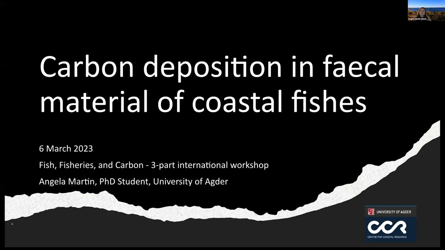Carbon in coastal marine ecosystems has been gaining a lot of attention in relation to climate mitigation actions, and fishes also occupy these ecosystems, but not much is known about how or if fishes contribute to carbon stored in the coastal sediments. So we set out to address just a very small aspect of carbon flux by fishes, which was to measure the carbon content of coastal fish feces.